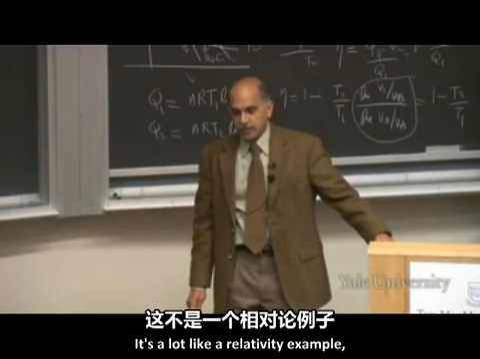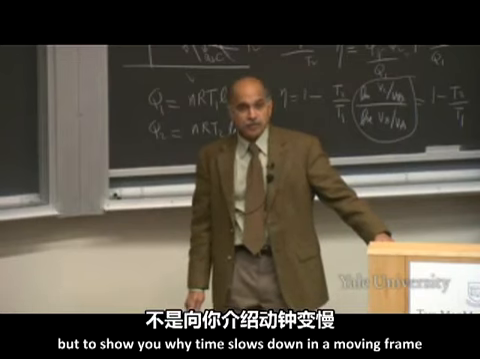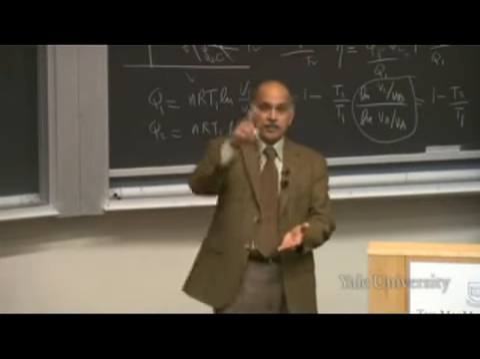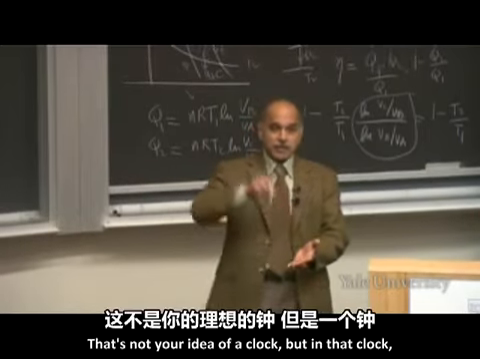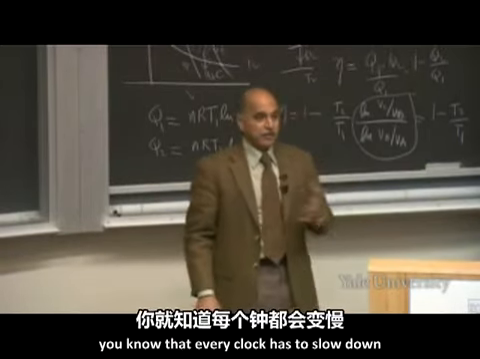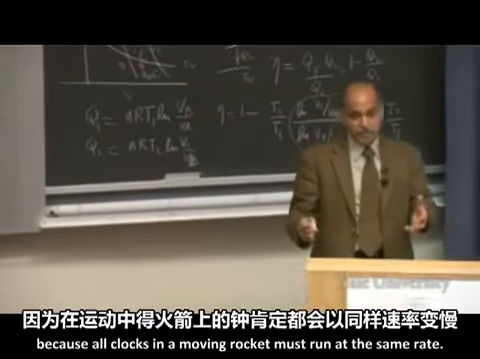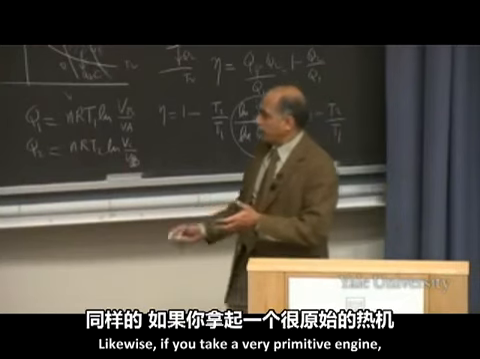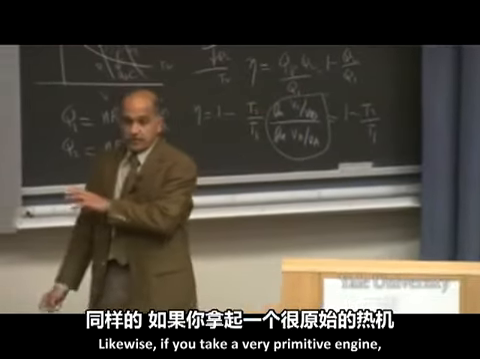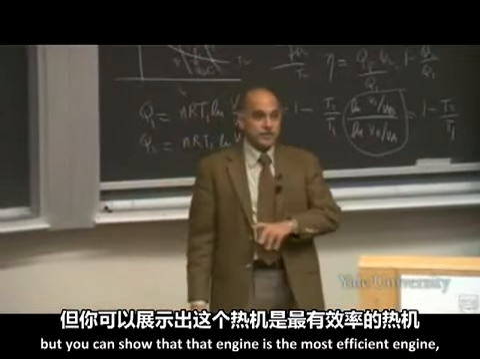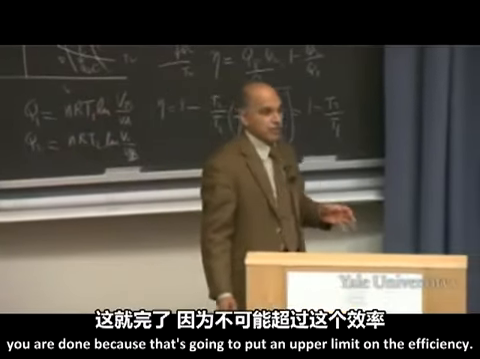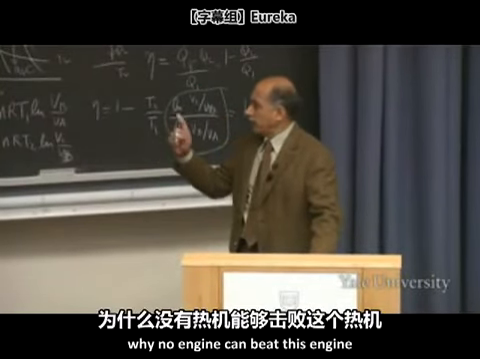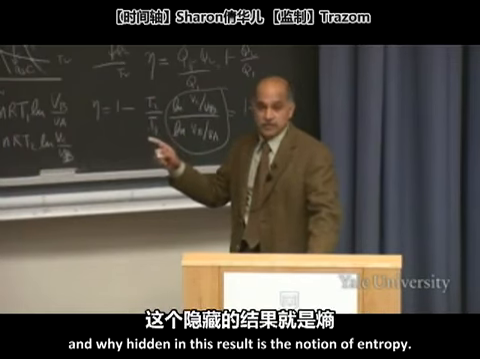It's a lot like a relativity example, where to show you why time slows down in a moving frame, I took a very stupid clock where the clock ticks because a light beam goes up and down. That's not your idea of a clock. But in that clock, if you can see why it slows down, you know that every clock has to slow down because all clocks in a moving rocket must run at the same rate. Otherwise, you can compare the two clocks and find out you're moving. Likewise, if you take a very primitive engine, but you can show that that engine is the most efficient engine, you're done, because that's going to put an upper limit on the efficiency. So I'll come back and I'll tell you next time why no engine can beat this engine and why hidden in this result is the notion of entropy.